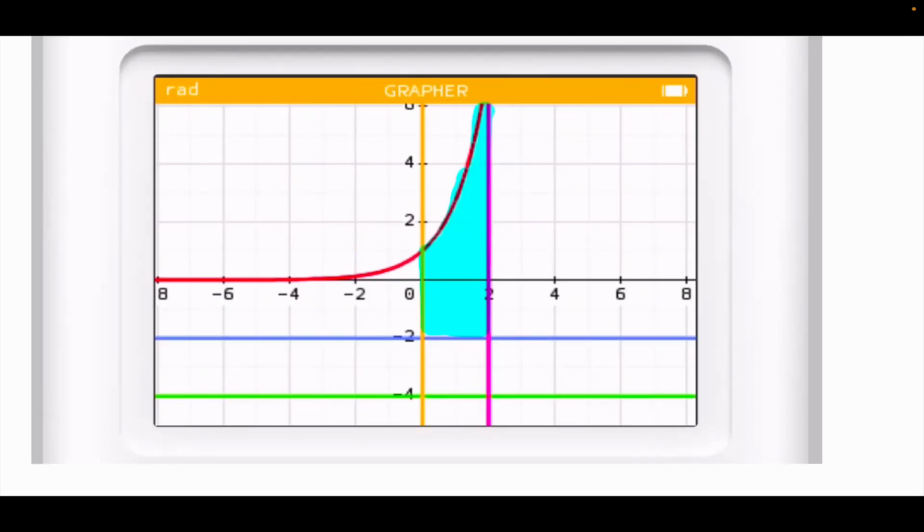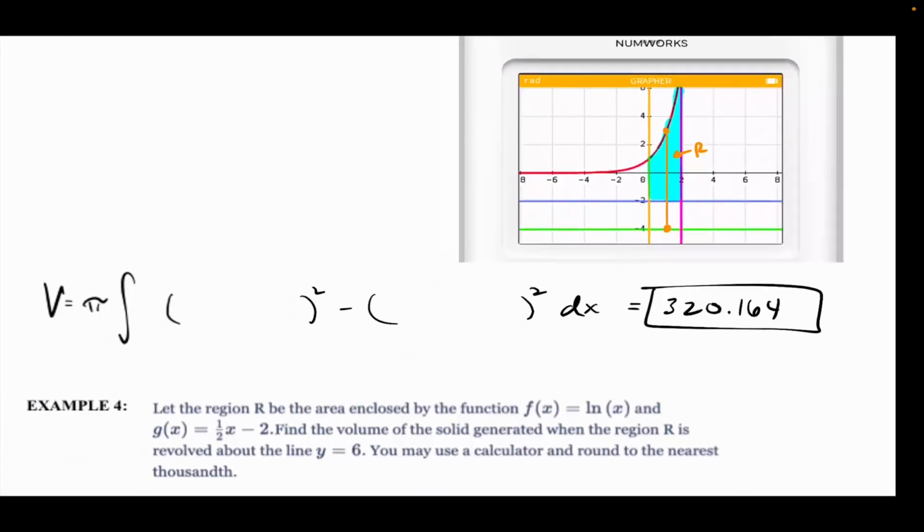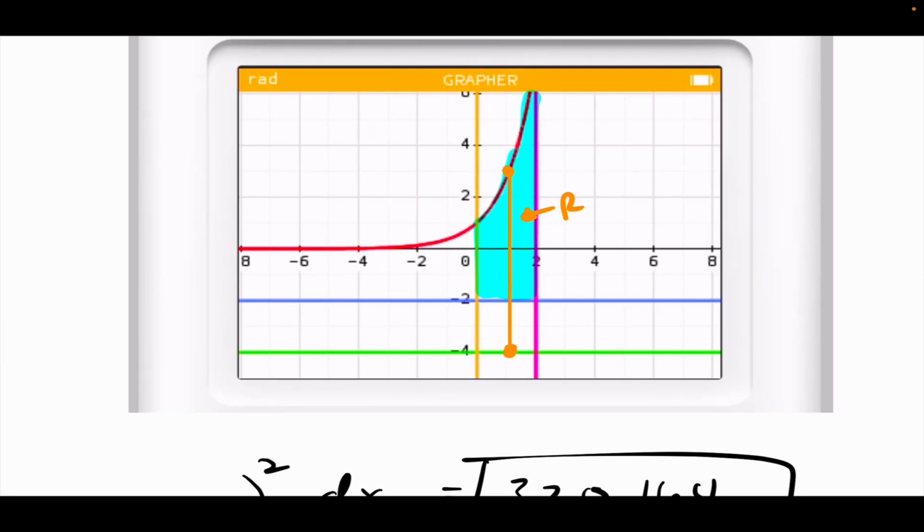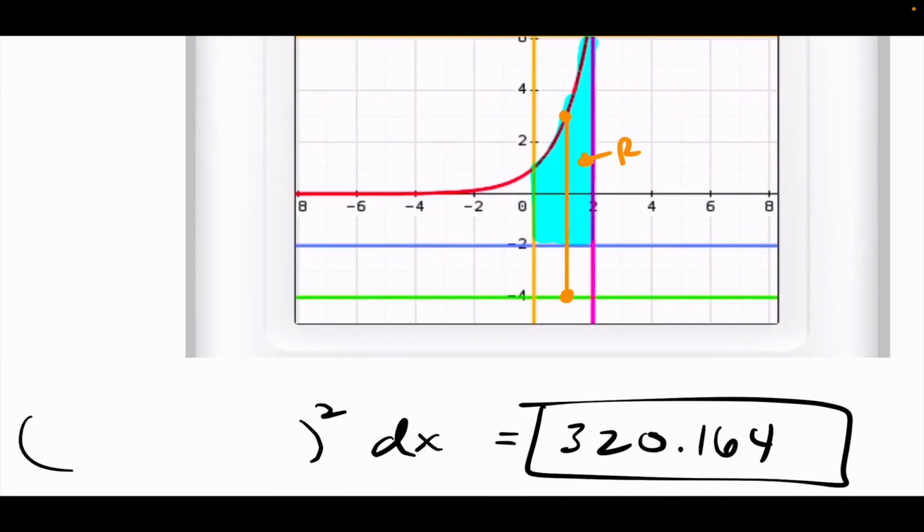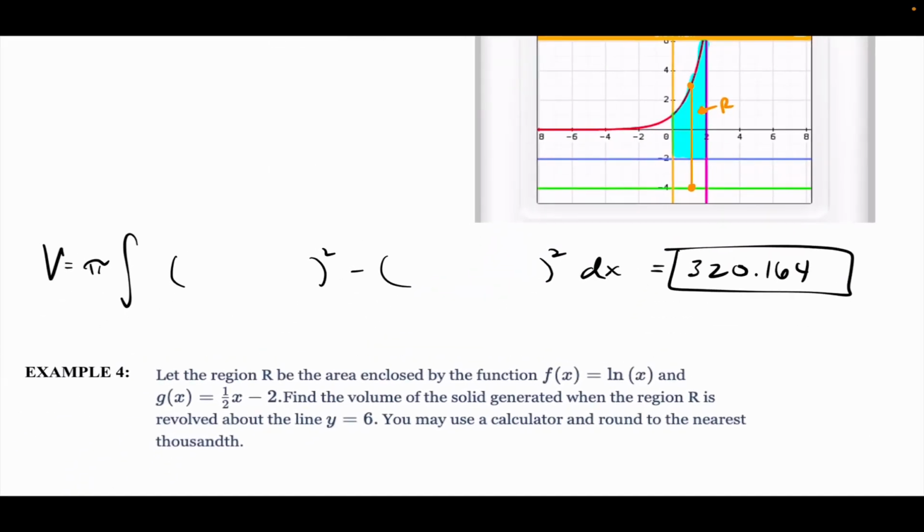So since this is a dx, it's going to be top minus bottom. So we're going to start at the top of the shaded part. That's going to be the red on mine. And it's going to extend down to the axis of revolution. That is big R. Big R goes from the red, which is e to the x, minus the green, y equals -4. So it's going to be e to the x minus a -4.